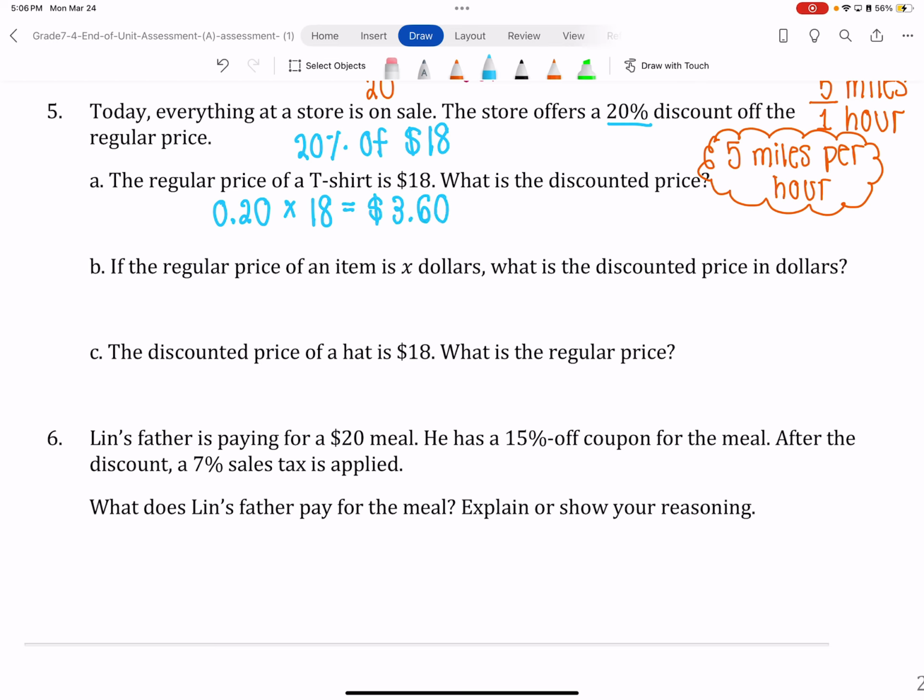$3.60. But this is not the answer because it didn't ask you what the discount was. It's asking you what is the discounted price. So this is really asking you what is the price after this $3.60 discount. What you need to do then is take this $18 and subtract this discount. I know my discount was $3.60, so when I subtract that, we should really get $14.40. The discounted price is $14.40.